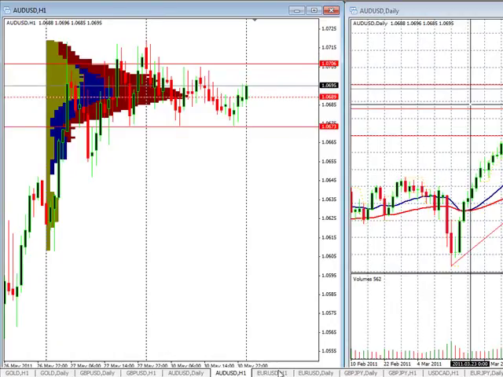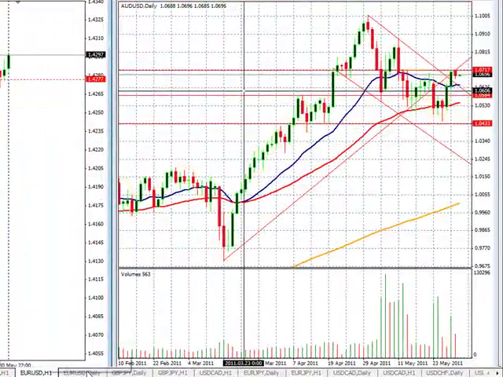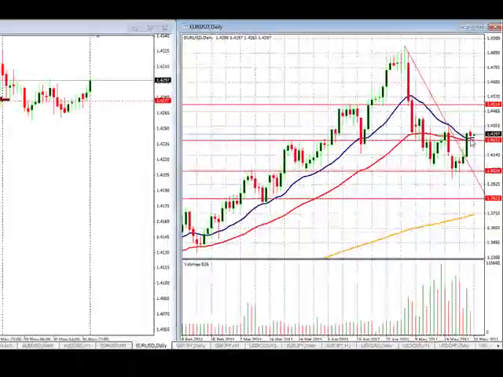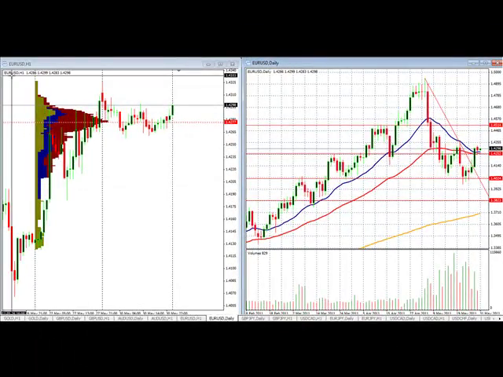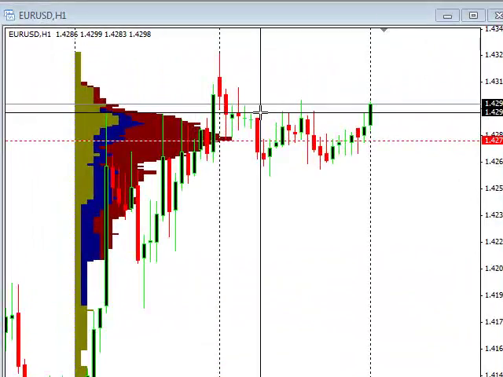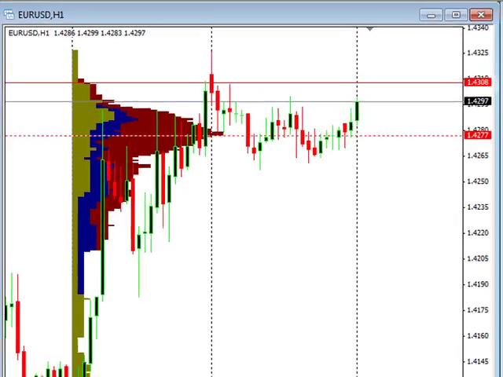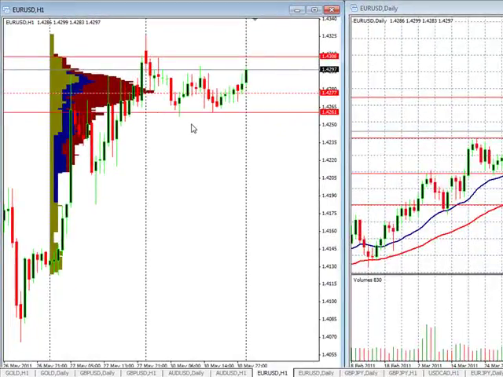And then the last one was the euro dollar. Also, sort of a rising three methods hold pattern. So we'll come over, mark the high, mark a low, trading a breakout one way or the other.